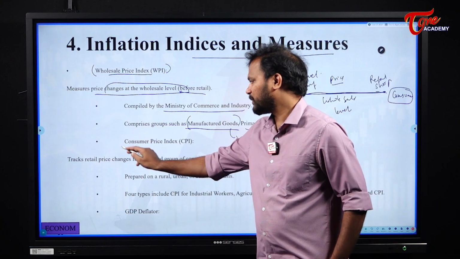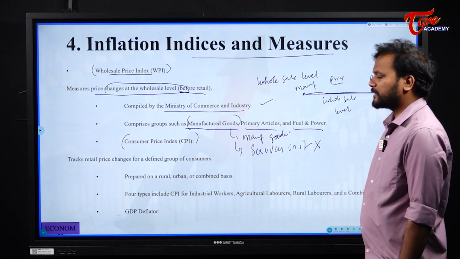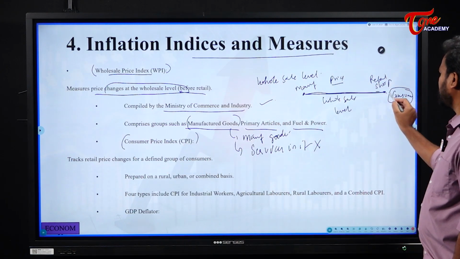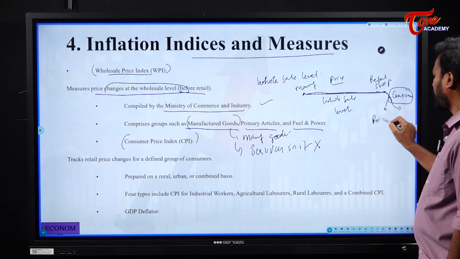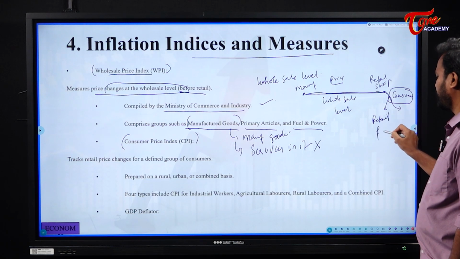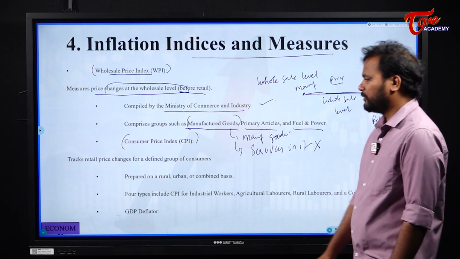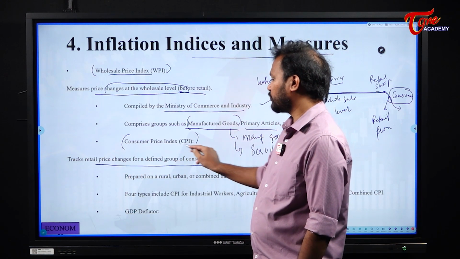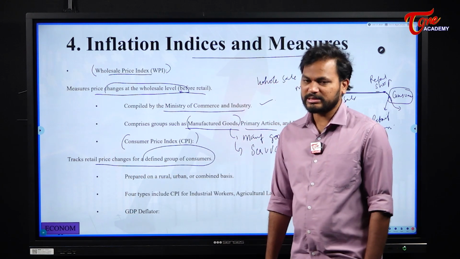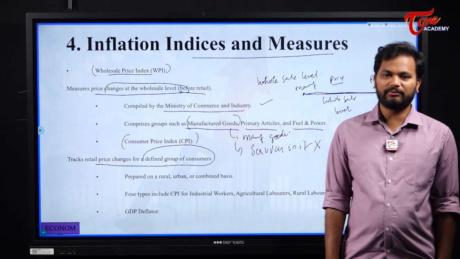Next, the consumer price index. The consumer price index tracks the changes in prices from the retail level. It tracks retail price changes for a definite group of consumers. Why are we saying it is for a definite group of consumers?